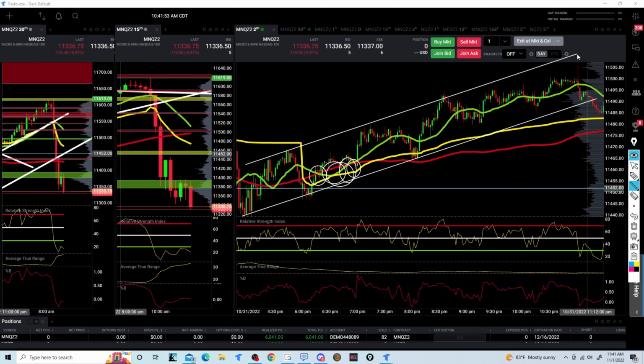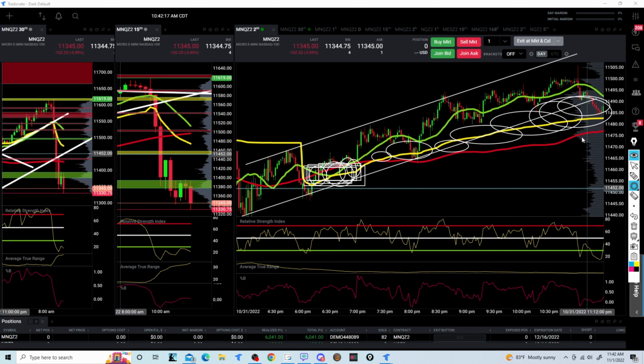Now this is a channel, but it started forming here. Your 20, your 200, and your VWAP were too closely knit together to validate or take any type of trade. You want them to be moving away from one another. You want space, and then you want to ride the hose ride.